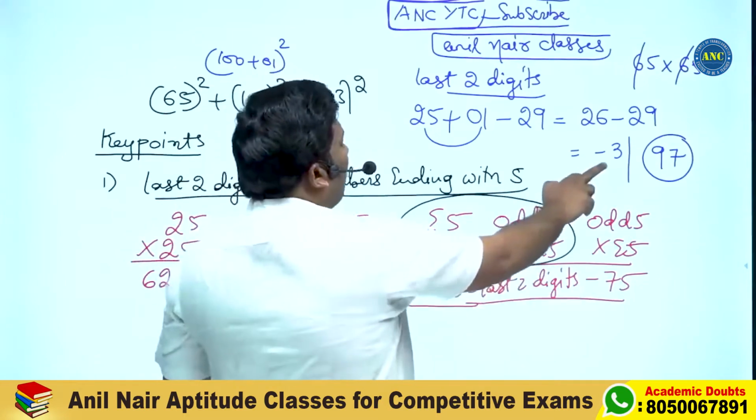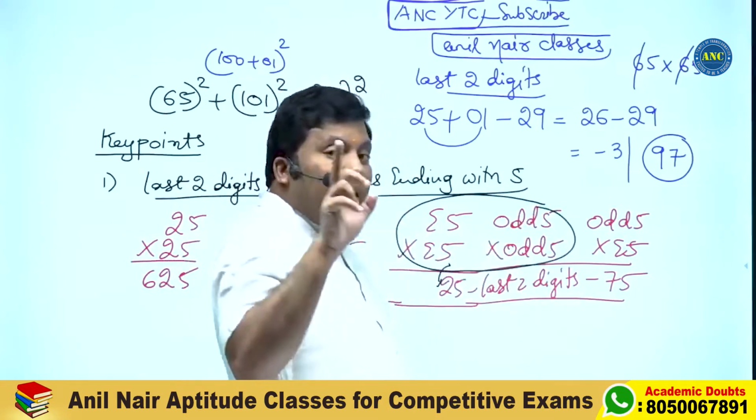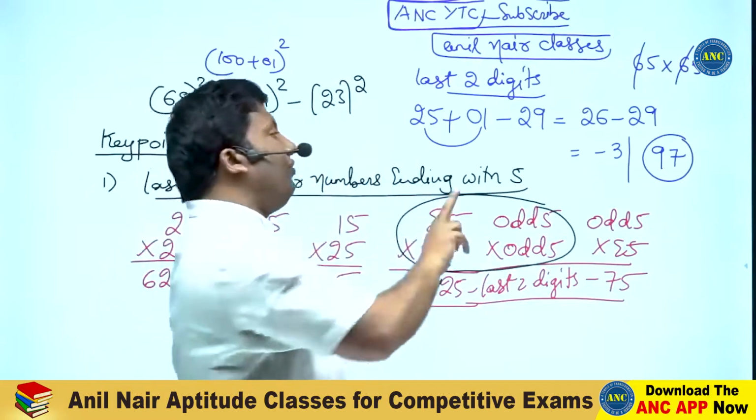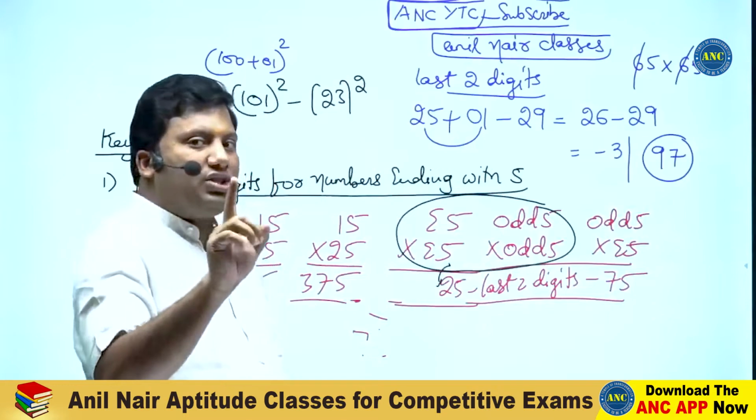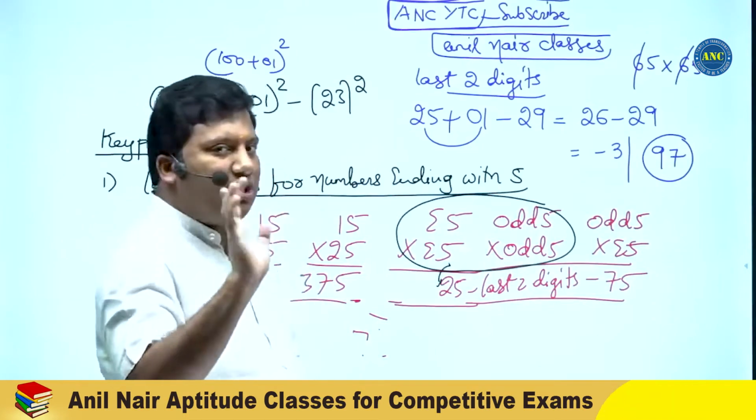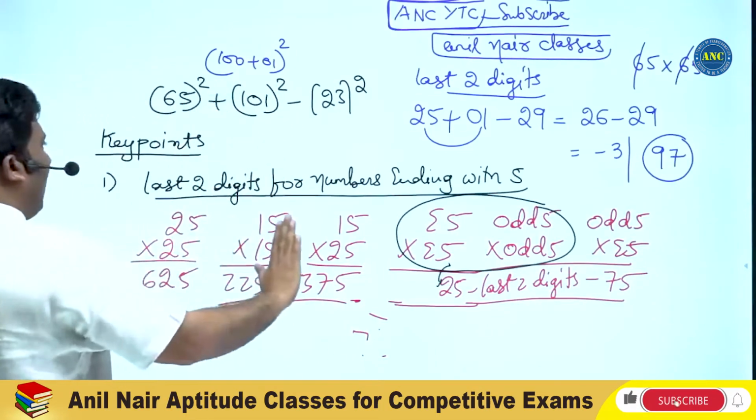So whenever you get a negative remainder in finding the last two digits, add it to 100. 100 minus 3 is 97. Last two digits should be 97. I hope the idea is clear.